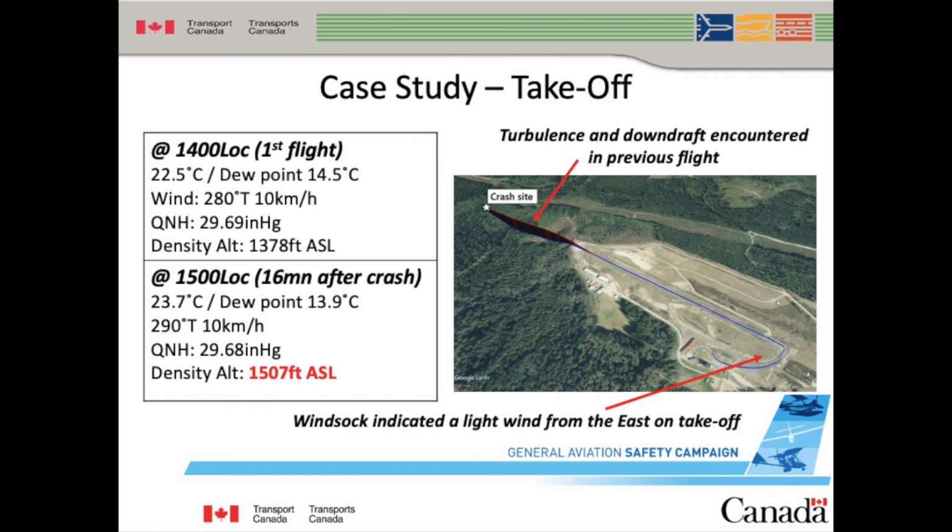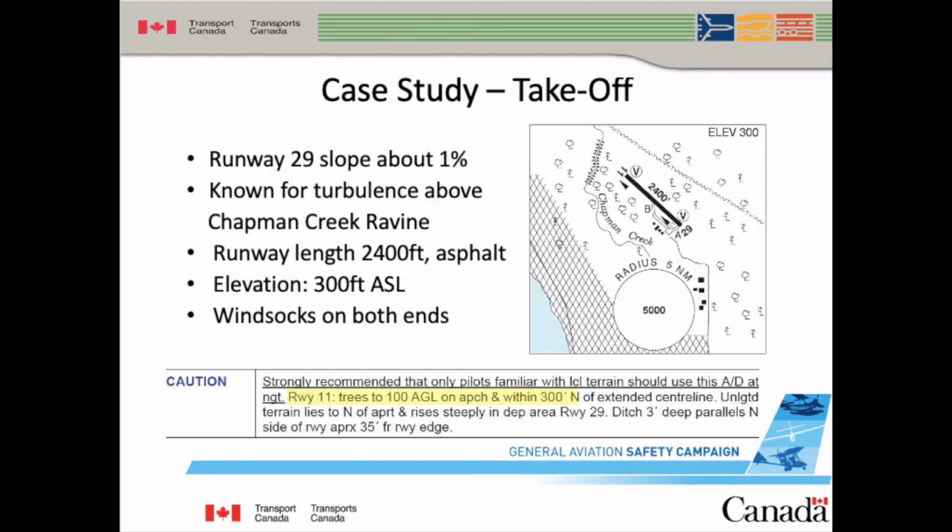The other thing that should be noted is that there was turbulence and downdrafts that were encountered on earlier flights in the day on the approach to runway 11, which is where the ravine is. When you look at the airport itself, runway 29 is sloped about 1%. And this airport is known for its turbulence above the ravine to local pilots, not necessarily to transients unless they've called ahead or they're familiar or somebody's advised them. The runway length is 2,400 feet and it's asphalt. And as mentioned before, the elevation is 300 feet above sea level. There are windsocks on both ends of the runway.